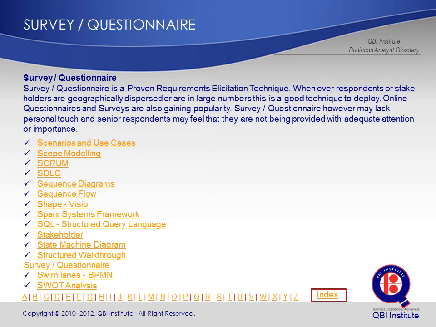Survey questionnaire. Survey questionnaire is a proven requirements elicitation technique. Whenever respondents or stakeholders are geographically dispersed or are in large numbers, this is a good technique to deploy. Online questionnaires and surveys are also gaining popularity. Survey questionnaire, however, may lack personal touch and senior respondents may feel that they are not being provided with adequate attention or importance.